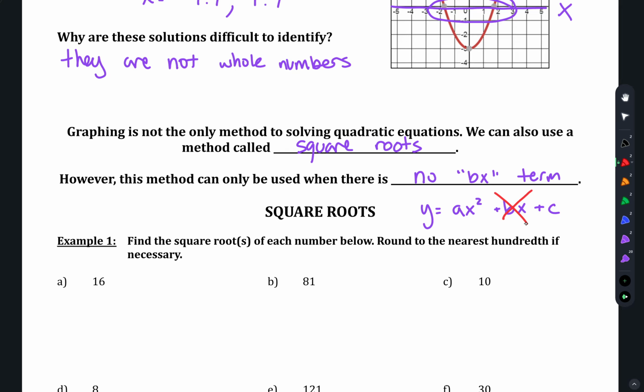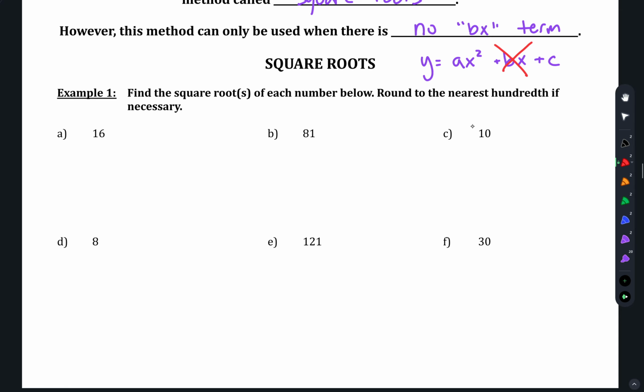Do we know what square roots are? We've talked about them kind of before. Square root is when you multiply something by itself, you get a number. So the square root of a number is the two things that multiply together, right? So if I look at 16, what's the square root of 16? 4.